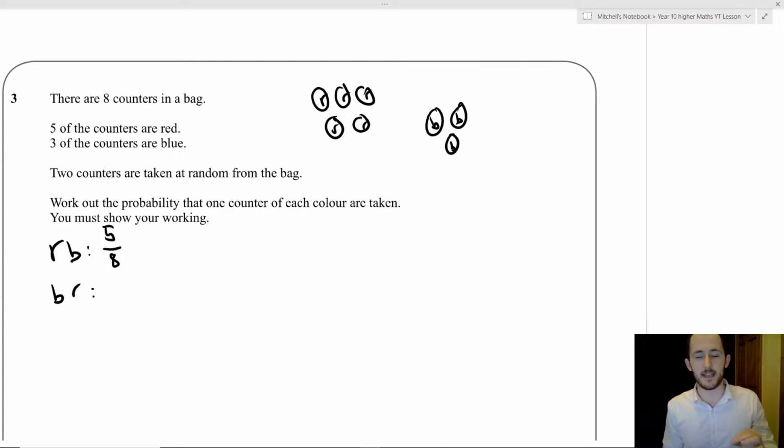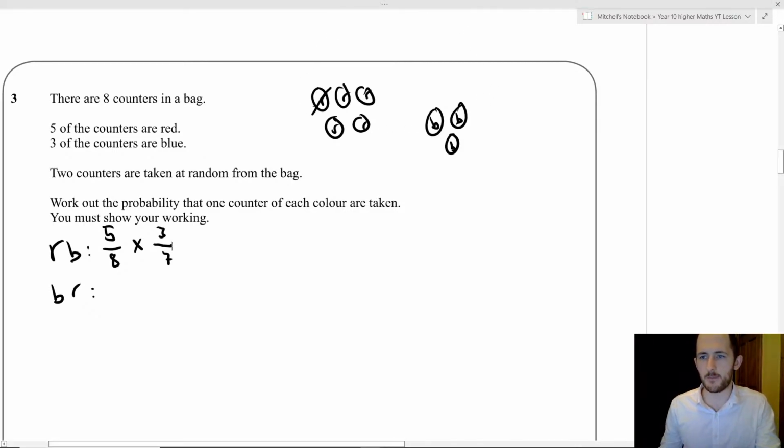And then again, don't forget, we need to multiply, because it's a red and a blue. Now, if we've already taken a red, we can put a line through a red. Now, what's left over? Well, we have our 3 blues over 7. So again, you don't need a probability tree, but this is just a different way of doing it. If you want to use a probability tree, that's a valid method, okay?